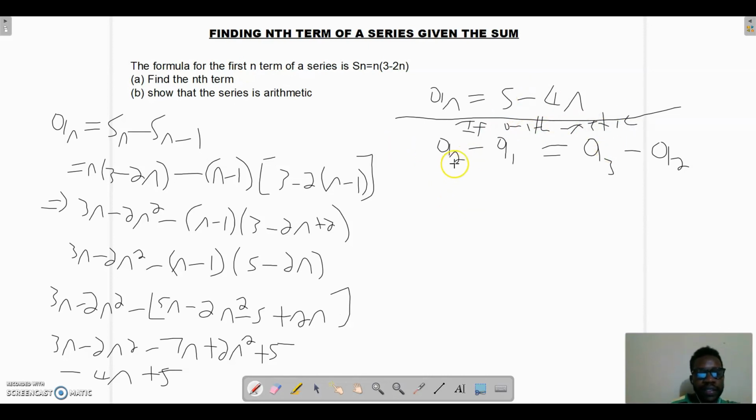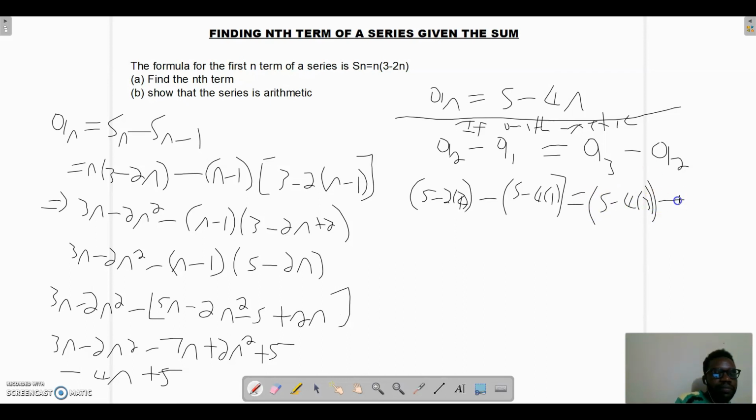Now how do I get the second term? We simply put 2 into the formula. So let me use a bracket here: 5 minus 4 times 2. To get the first term, we simply put 1 in there, so it's 5 minus 4 times 1. And this should be the same as the third term, where I put 3 in there, 5 minus 4 times 3, minus the second term, which again would be 5 minus 4 times 2.